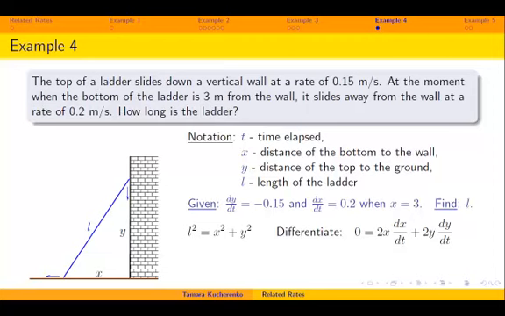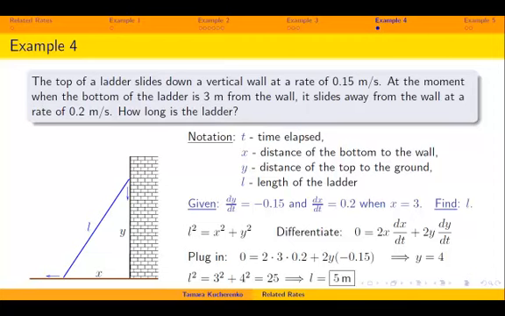We know that when x equals 3, dx dt equals 0.2 and dy dt equals negative 0.15. Let's plug this data into our equation. We get 0 equals 2 times 3 times 0.2 plus 2y times negative 0.15. From here we get that y equals 4. Since x is 3, we obtain L squared equals 3 squared plus 4 squared equals 25. Therefore, the length of the ladder L is 5 meters.